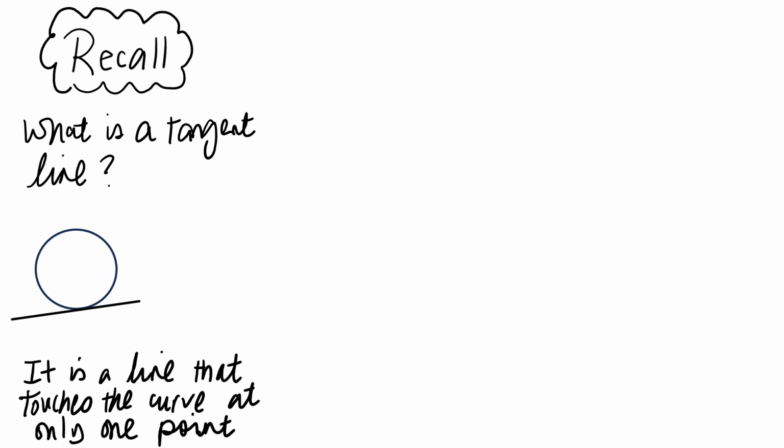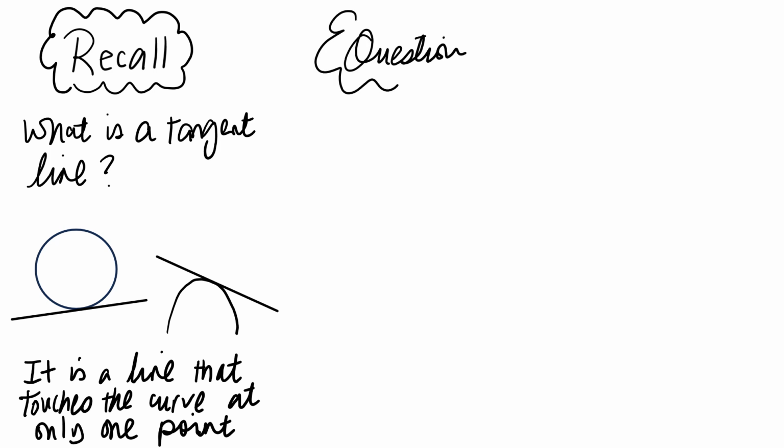This is a tangent line. We see that it touches the circle at only one point. Another example, this is a tangent line, it touches the curve at only one point. That particular point is called the point of contact, the tangent point of contact. This point here is called the point of contact.